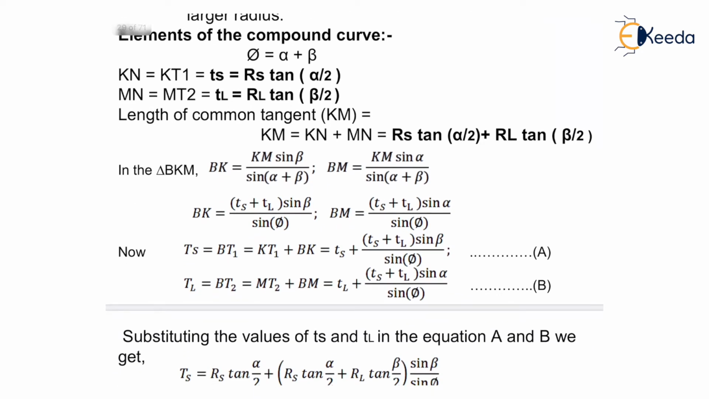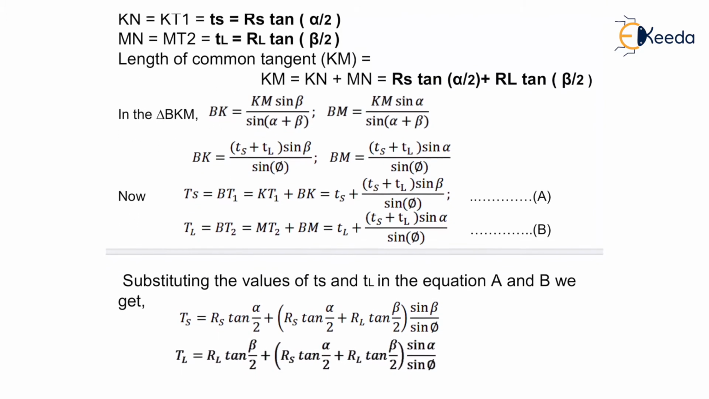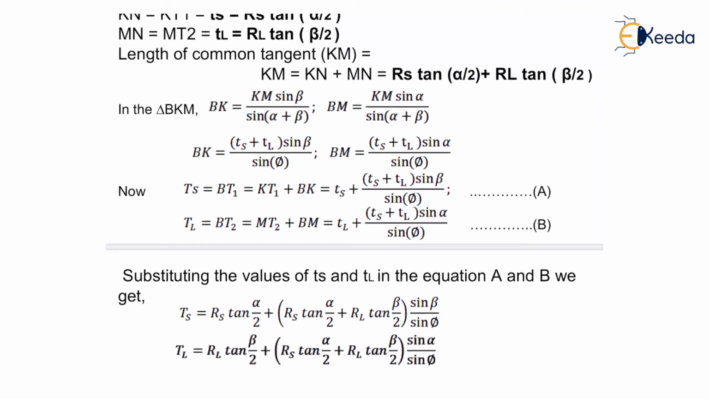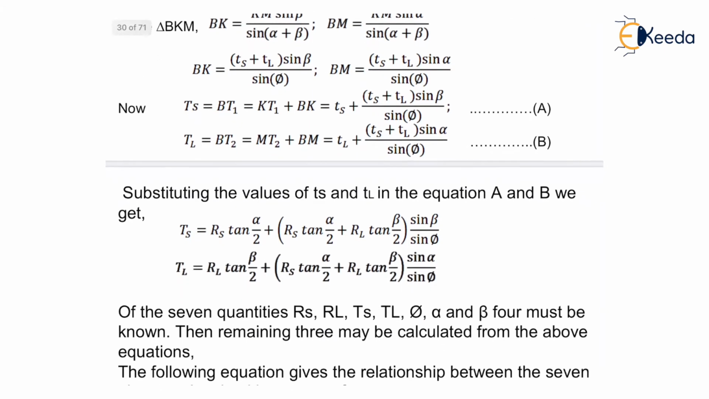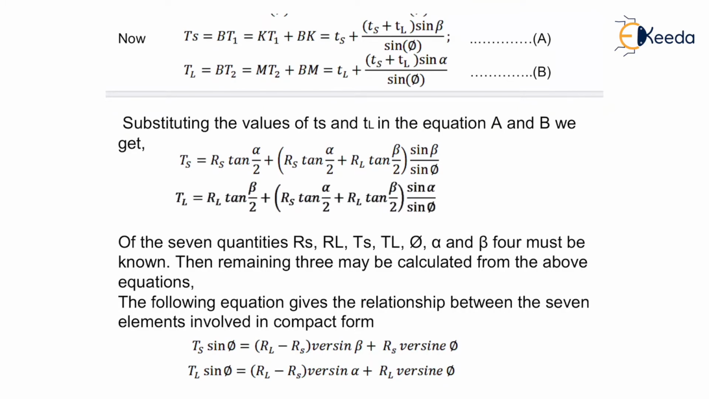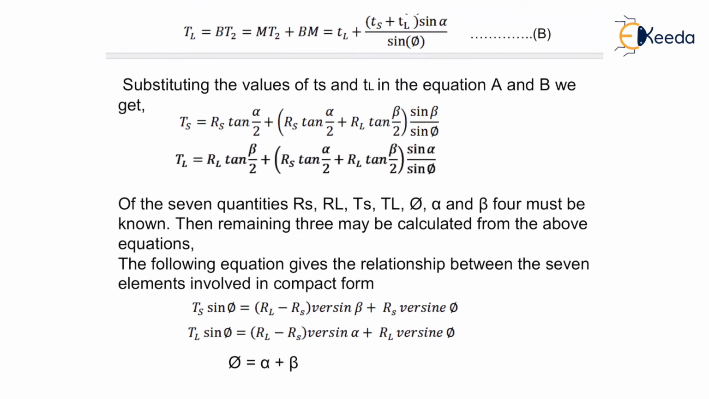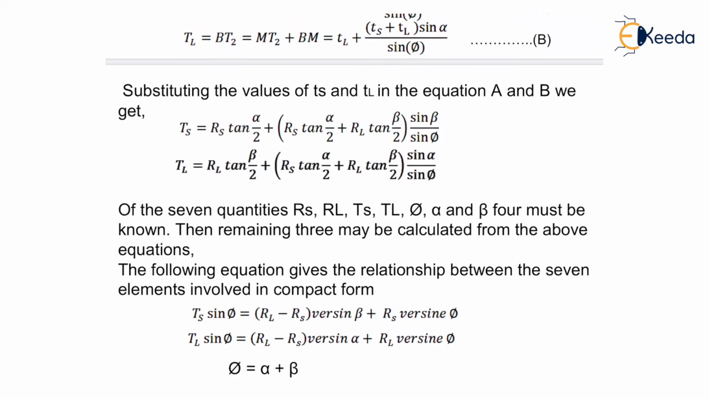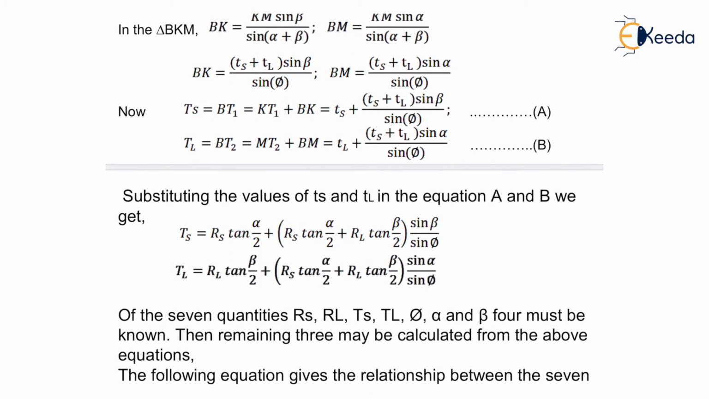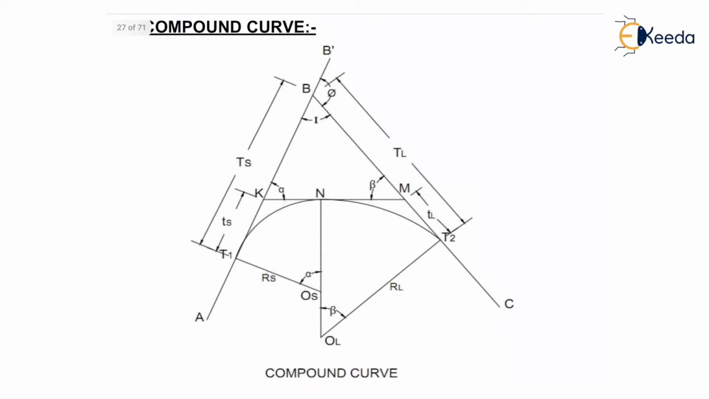These are all the elements of the compound curve which we are talking about: BK, BM, TS, TL. All these you can find by using these formulas. They are simple formulas, so you can go through them. Now I will be discussing the procedure, how we can set out the compound curve by knowing all these elements. So let us go to the figure again and concentrate on it.